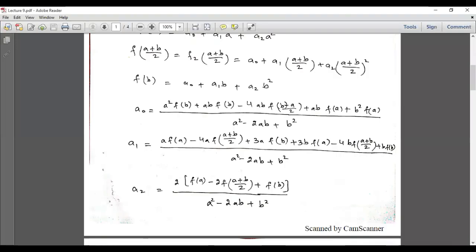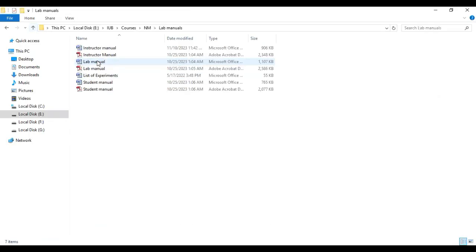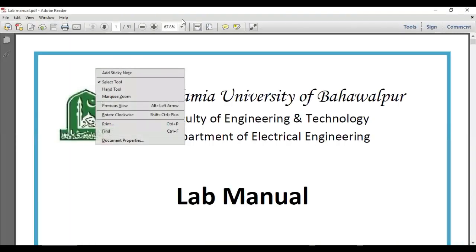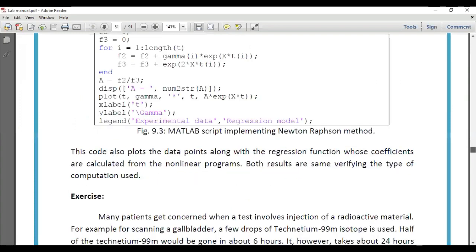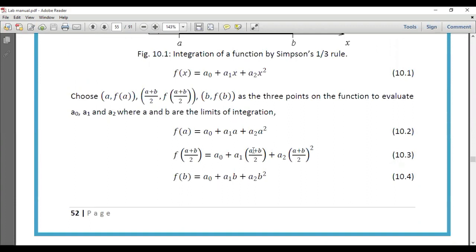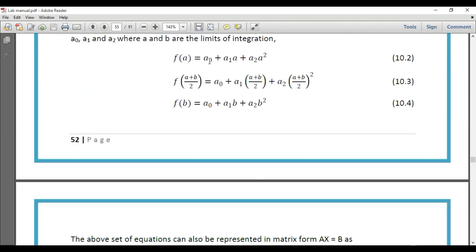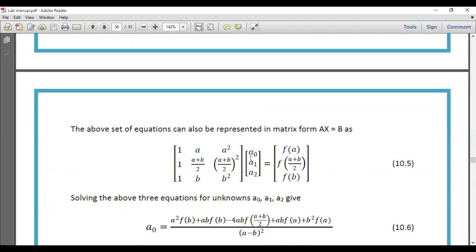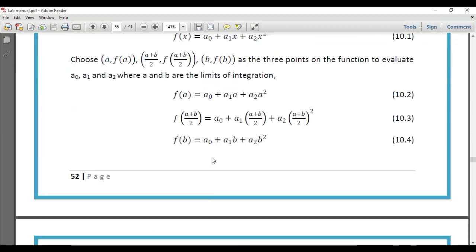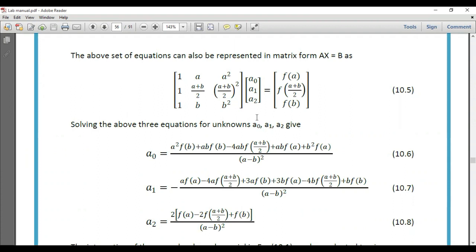So these three equations can be represented in the matrix form. Okay, so how can we represent these three equations in the matrix form? I can show you. Here you can see these are the three equations which are actually formed, and these three equations can be represented in the matrix form. So our unknown variables are a naught, a1, and a2. These are written in this column form, and this will be our x. This is our A matrix, and this is our B column vector. So Ax is equal to b.